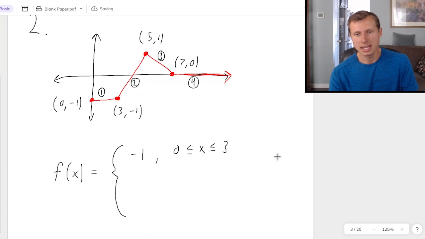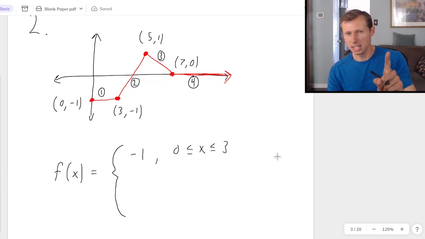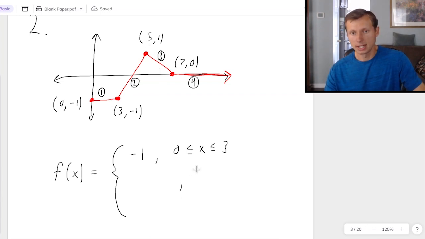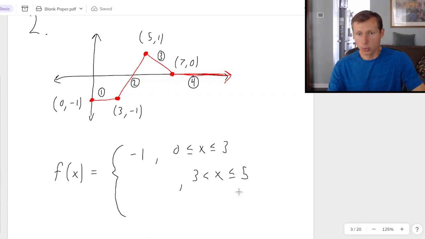One thing I will say, for a lot of these, it doesn't matter if I put less than or equal to, as long as one of the functions has the equal sign, not both of them, then we're good. And I'll explain what I mean by that for function number 2. So for function number 2, immediately I know it's between 3 and 5, so maybe I even want to start with that. 3 less than x less than or equal to 5. This is what I was saying earlier.